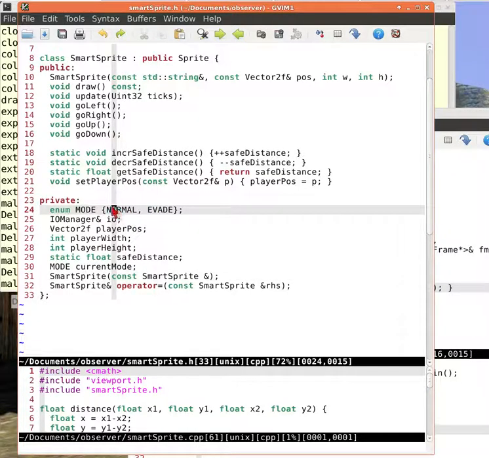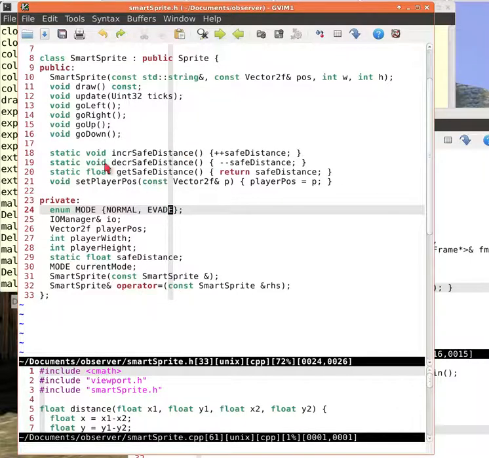Normal means it's just bouncing around the same way it did when it was a dumb sprite. Evade means it determines where the spinning star is. And for example, if the spinning star is to the right of me, I want to go left. If the spinning star is above me, I want to go down. In other words, I want to evade the dude. So how do you evade this guy? You evade this spinning star by going in the direction away from where the spinning star is. So that's what we'll have to do.